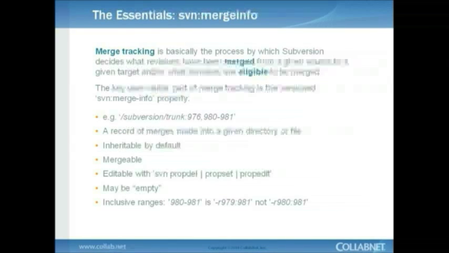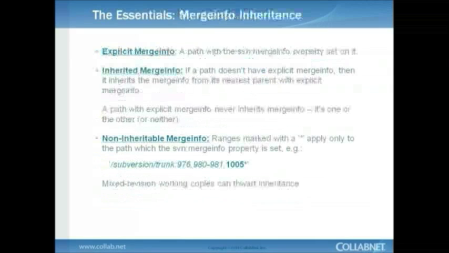One last note, and I only mention this because a few people have been confused by it. The ranges in mergeinfo are inclusive of the start range. This contrasts with the -r notation that we use in the Subversion command line, where the start range is exclusive.